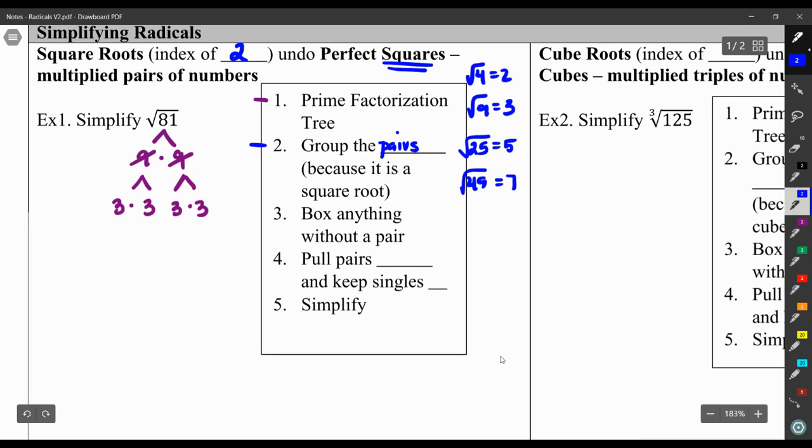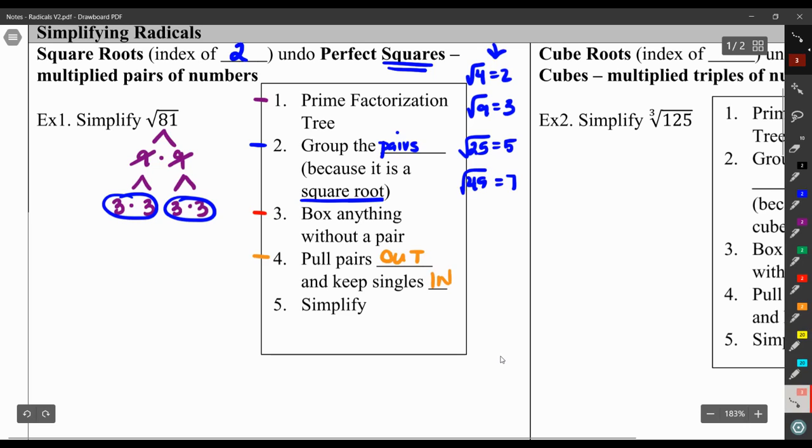Step 2 is to group all the pairs. And we group pairs because it's a square root. That means we want to undo these perfect squares. So I see a pair of 3's here and a pair of 3's here. Step 3 is to box anything without a pair. Well, in this case, there is no number without a pair. These 9's don't count as either pairs or singles because these 9's broke down into other numbers, which we've already worked with.